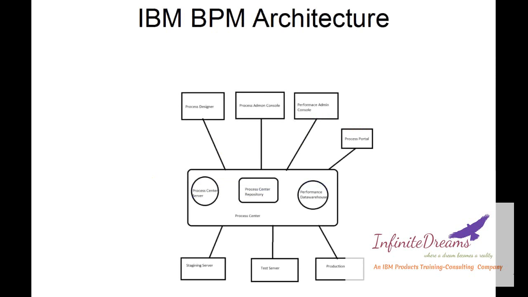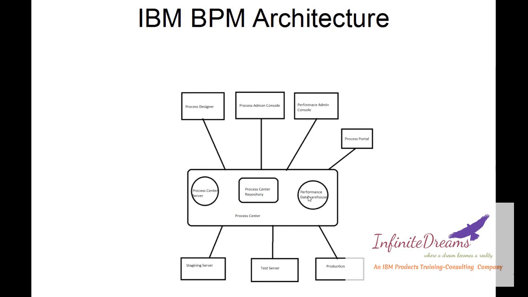Now we will see the architecture of IBM BPM. You can see the central part is the process center, which provides a central development environment and repository for multiple users working in process center. Then process center contains process center server and performance data warehouse. Process center server allows you to build and run the process application. Also it allows you to store the performance data to generate the reports.